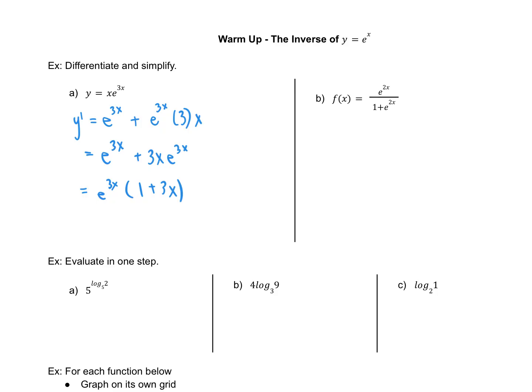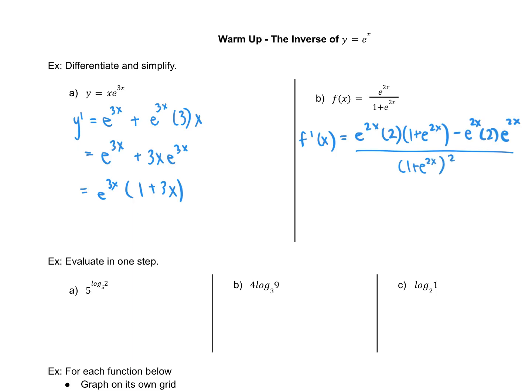For the next one, we have a quotient rule. So we'll start with the derivative of the numerator. The derivative of e to the power of 2x is e to the power of 2x, and then multiply it by the derivative of the exponent. And now we'll copy paste the denominator minus the derivative of the denominator, which is actually the exact same thing because the derivative of 1 is 0, and then the derivative of e to the 2x is e to the 2x times 2, and then that'll get multiplied by the original numerator all over the denominator squared.